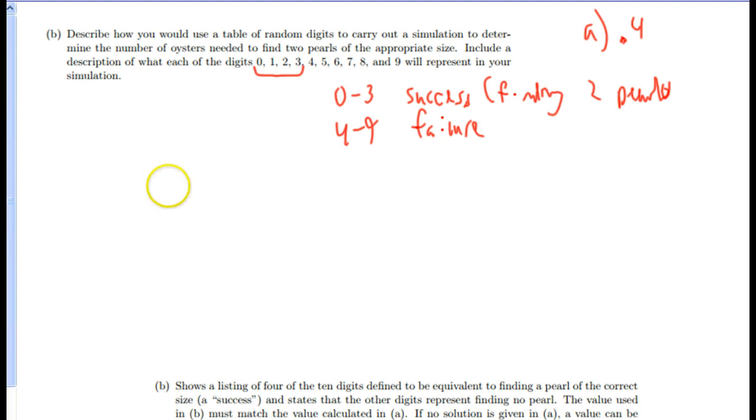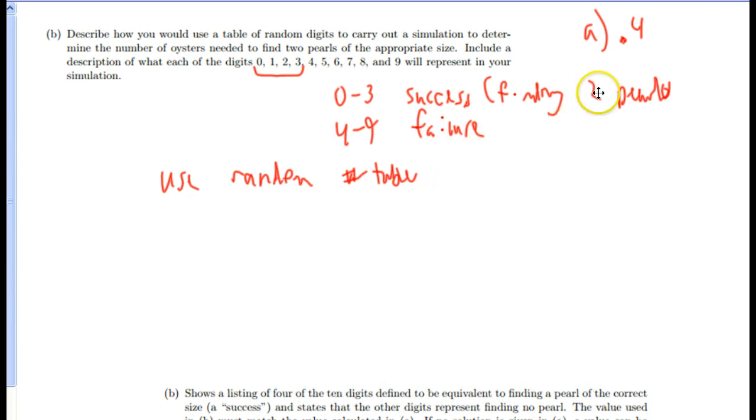So you need to describe something like you would use a random number table. You want to say this in sentences. Random number table. Each time you get to a digit 0 through 3, it's going to be a success, and you keep going until you find, by the way, I think I misspoke here, this was finding 1 pearl. So with the random number table, you keep going until you find 2 successes, in other words, 2 pearls.